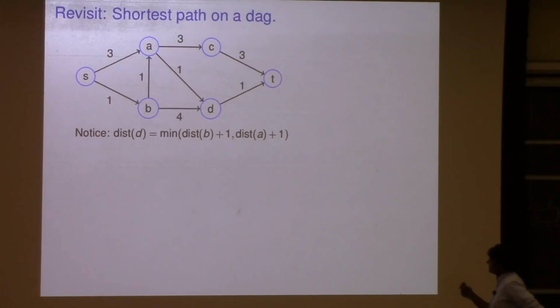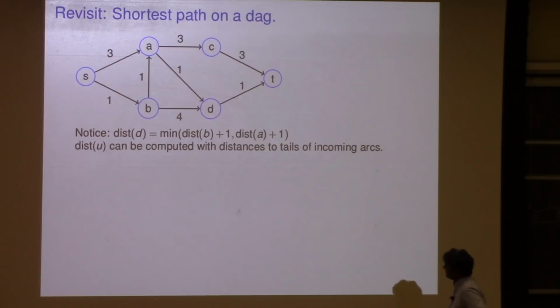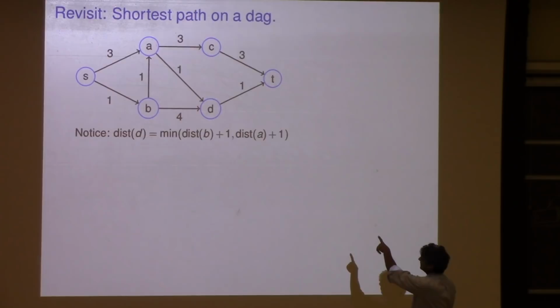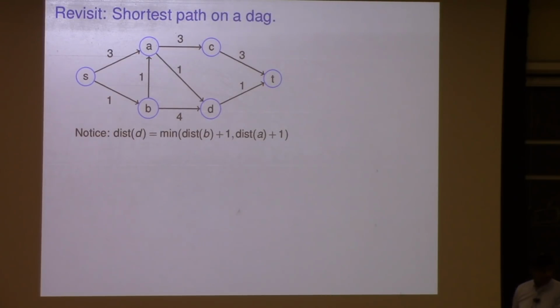Now, in some sense, it's slightly funny because if it wasn't a DAG, the distance to A may go through D. But in this case, we don't know. We know the recursive call to the distance of A doesn't need to consider paths that go through D. So there's a lot of information in this little statement.